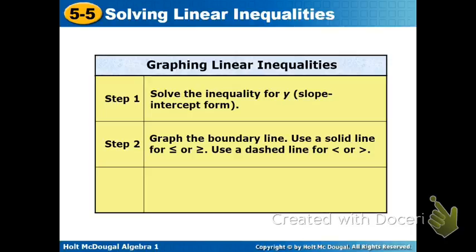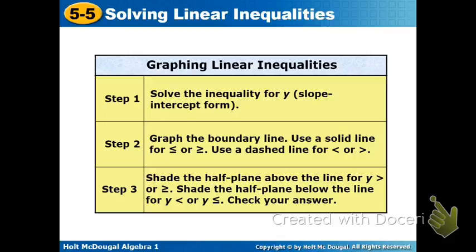But first you need to know if it's going to be solid or dashed, and it's all based on those symbols. If you've got equal to in your symbol, it's a solid line. If you don't have the equals, then you've got a dashed line. And then last but not least, you have to shade. If you have the symbol greater than or greater than or equal to, you're going to shade above the line that you just plotted. If you have a symbol that's less than or less than or equal to, you're going to shade below the line you just plotted.